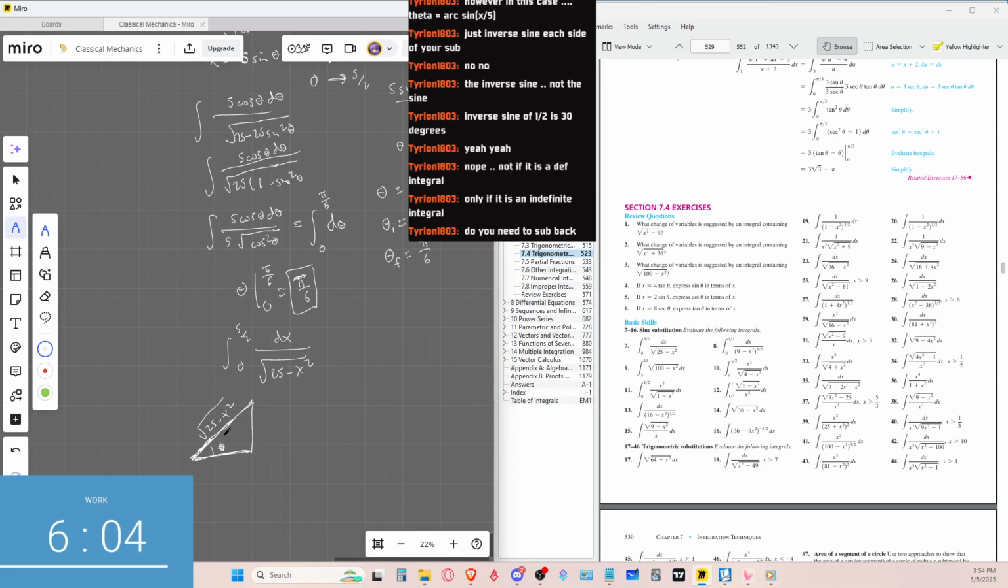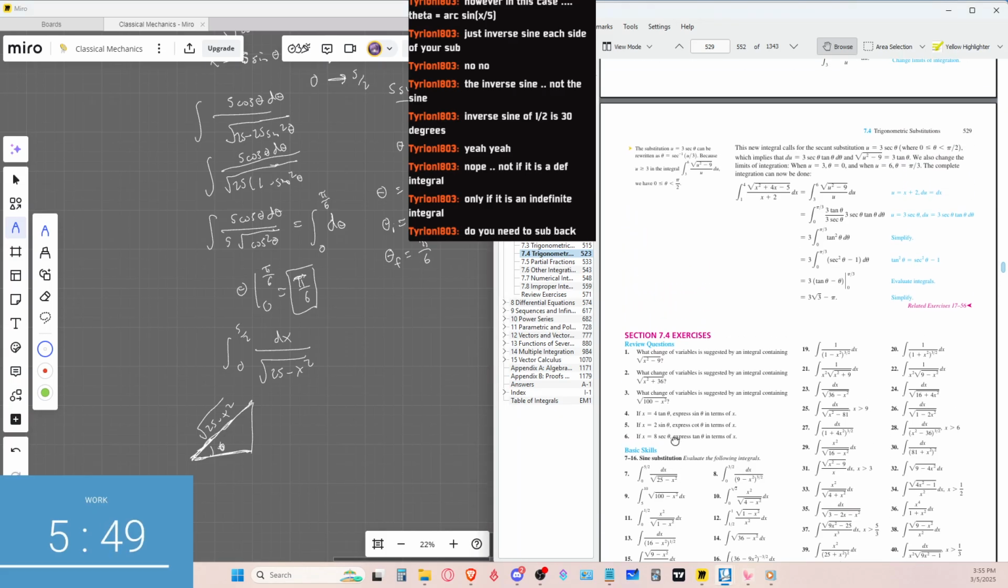Only if it is an indefinite integral. Do you need to sub back? No, I don't think so. Let me just check. Because it looks like in the problem they just do theta and then solve it for theta, which I think gives the answer anyway, so probably you don't have to resubstitute, like put x back in.